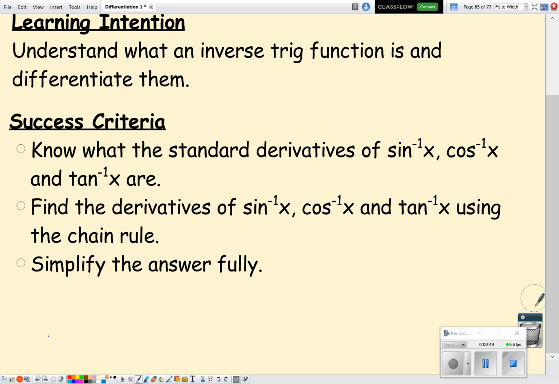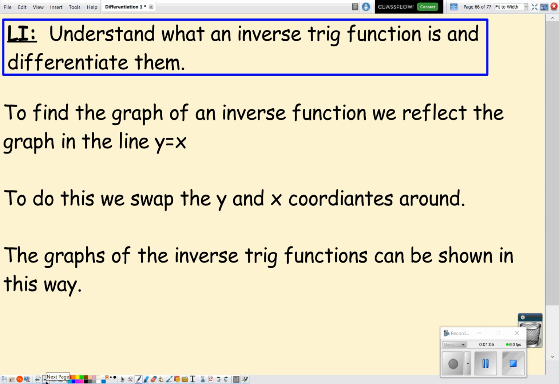And within that you might find, and some of the later examples in this video involve using the quotient rule and product rule as well. And then the bit everybody finds quite tricky, simplifying the answer fully. So let's have a look.